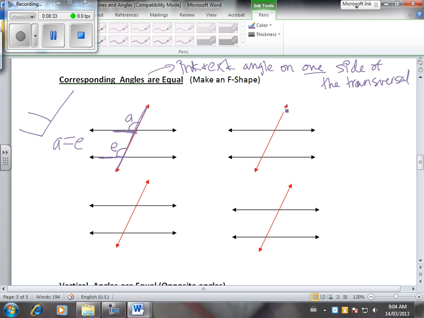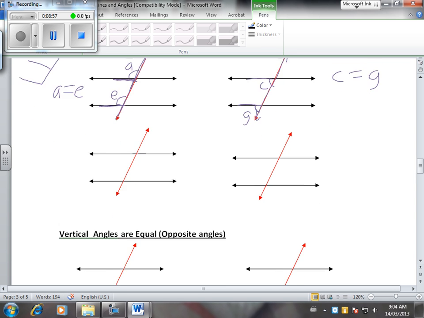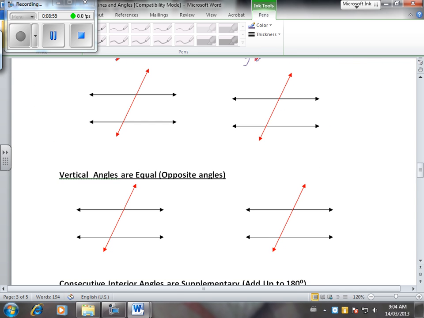Let's look at the other set on the left side of the transversal. So again, we want to make our F, and since we did A as the outside, we'll do this outside, so G, and the inside of C. Okay, you'll see there's your F again. So C equals G.